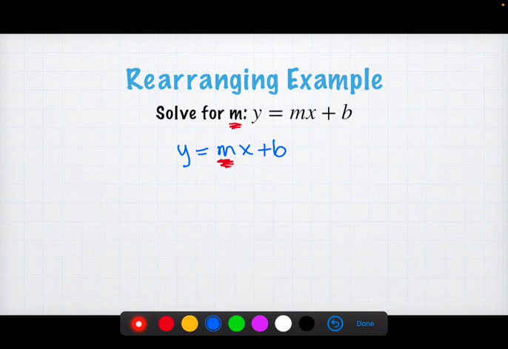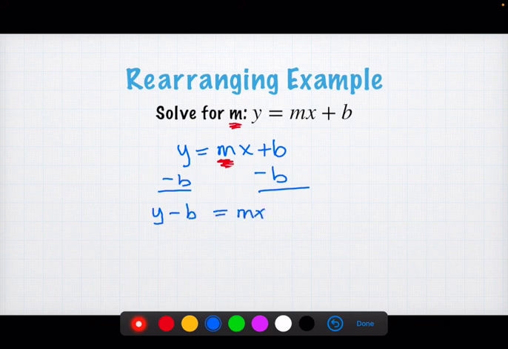The first thing we're going to want to do is undo the easiest thing. The easiest thing that we can undo is this plus b. The way to undo addition is by subtracting, so we're going to subtract b from both sides. And we're going to get y minus b is equal to mx.